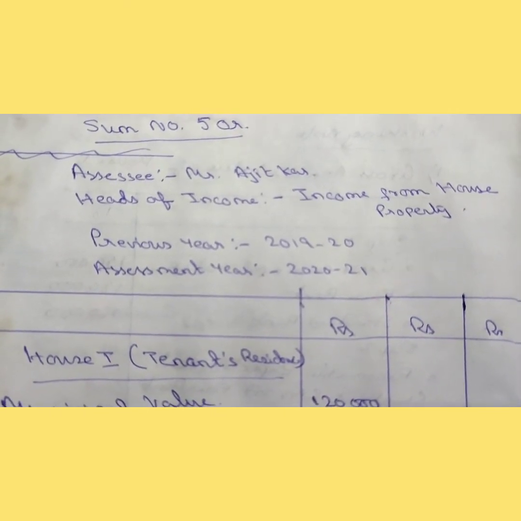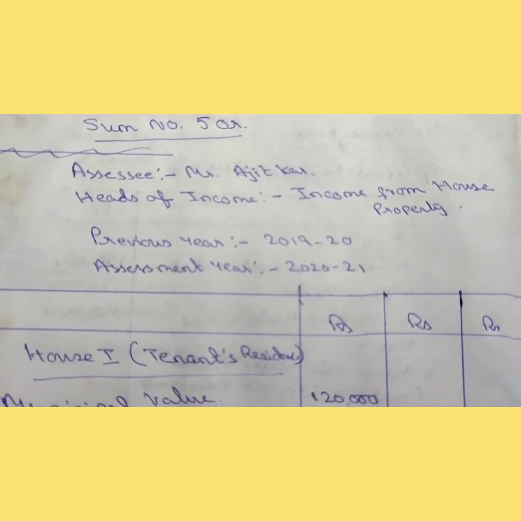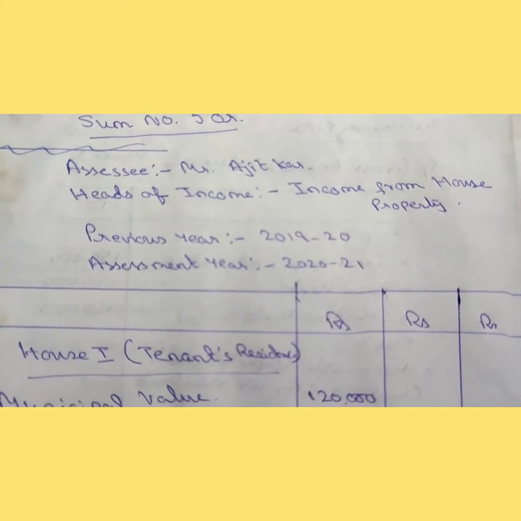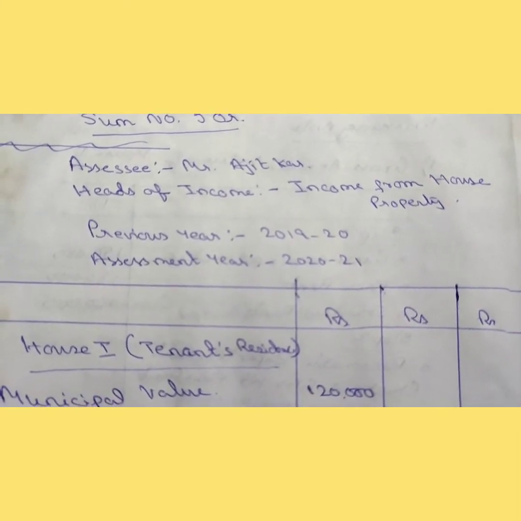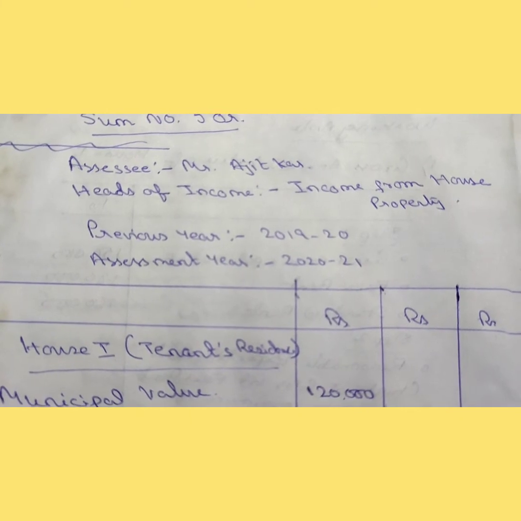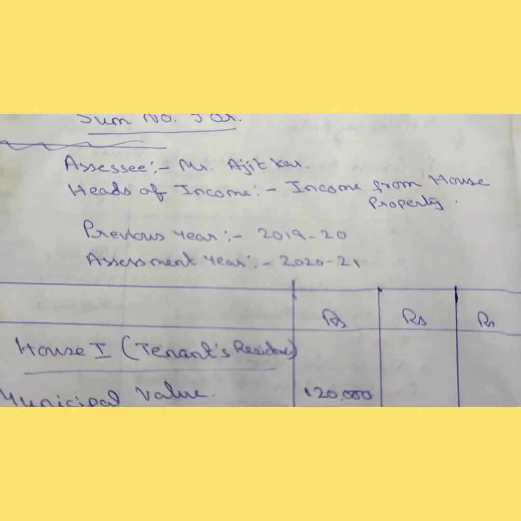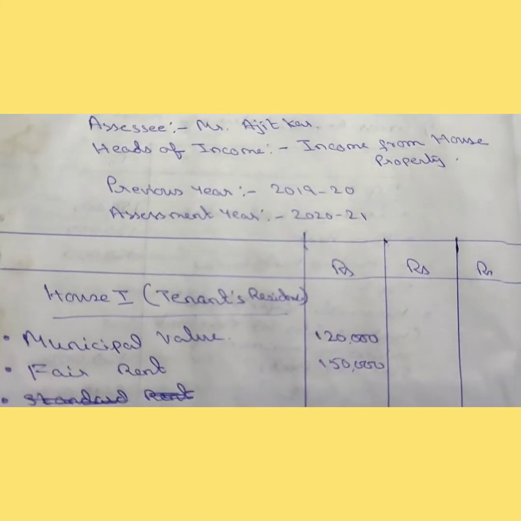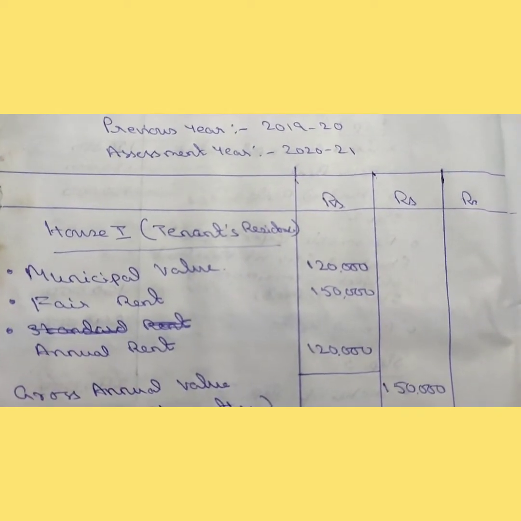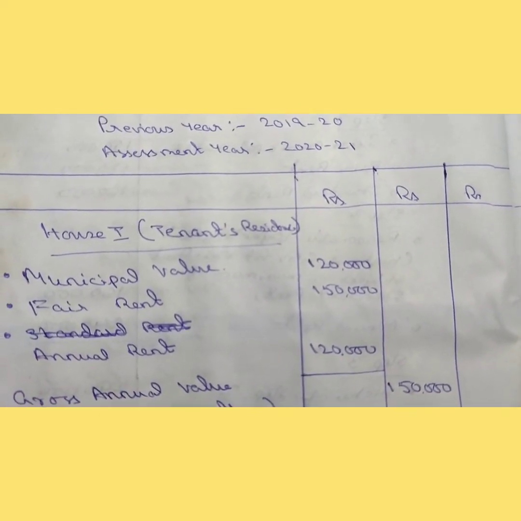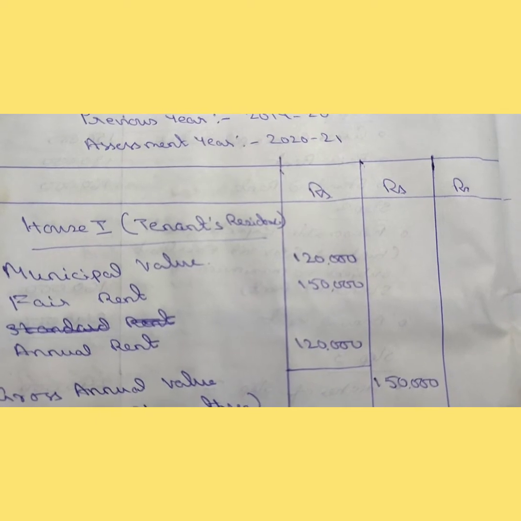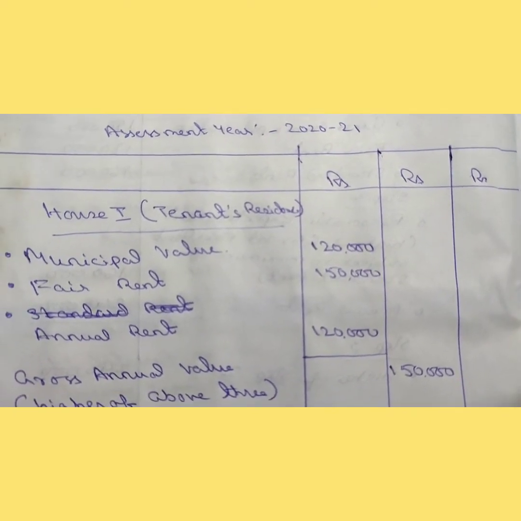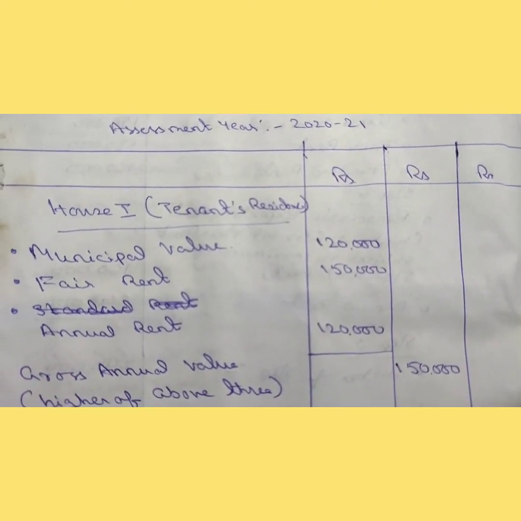First, this is sum number 5. First, we have to write the heading. Here assessee is Mr. Aljeet Kaur. Head of income is income from house property. Previous year mentioned in the question is 2019-20, and assessment year mentioned in the question is 2020-21. Two houses are there, so we have to draw three amount columns. House 1, that is for tenant's business.